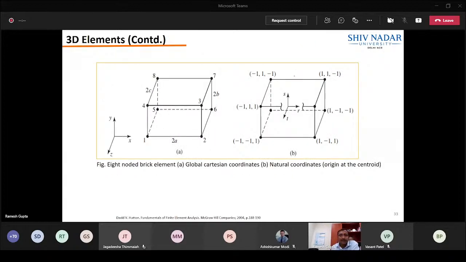Now I would like to bring to your notice the local coordinate system and global coordinate system. Let's say I have a bar or some kind of a beam, and I'm modeling it with a 3D element, having some length, height, and width. I'm using 8 nodes to represent this. This is in the global Cartesian coordinate system, or a global coordinate system.